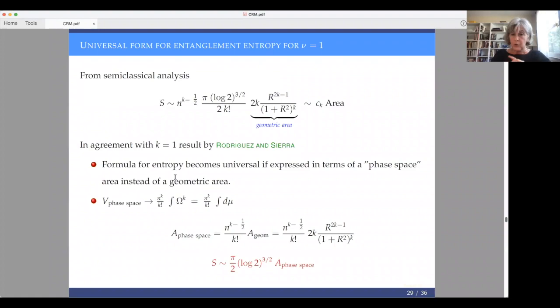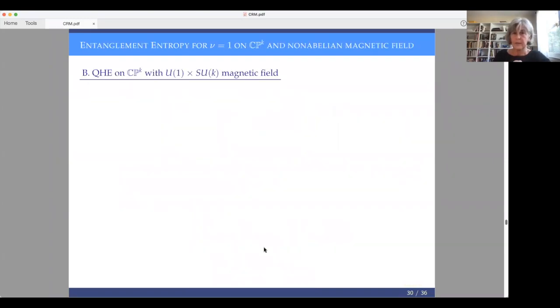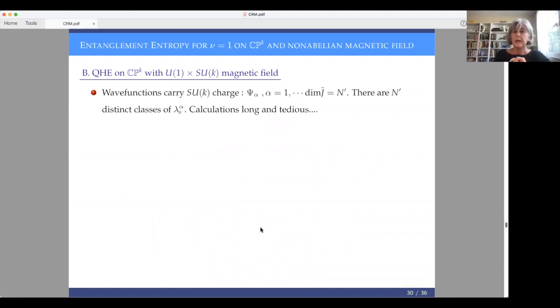Okay, so this result here was only for abelian magnetic field. Now I want to very briefly say what happens when we have non-abelian magnetic fields. Now, as I mentioned, in that case, the wave functions carry an SU(K) charge. So the lowest Landau wave functions are now SU(K) multiplets. And what happens is that for each of these multiplets, there is a distinct expression for lambda. So now we have n prime such lambdas, different expressions for lambdas.